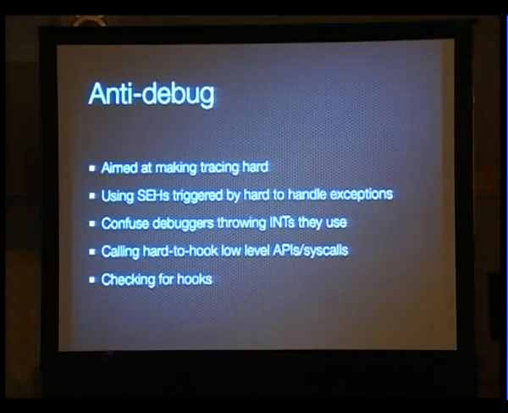Other things, throwing interrupts that the debugger uses itself, and if the application cannot capture it because the debugger is running, then you know that something is wrong. You are being debugged. Then, if the debugger is running in user mode, you can just use straight syscalls, which won't be hookable by the debugger running in user mode. You can check for hooks. If you have checksums for APIs, you can just scan the normal APIs in the DLLs and see if they match, to see if the debugger installs some sort of hooks.